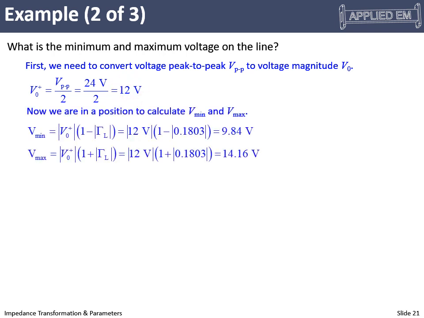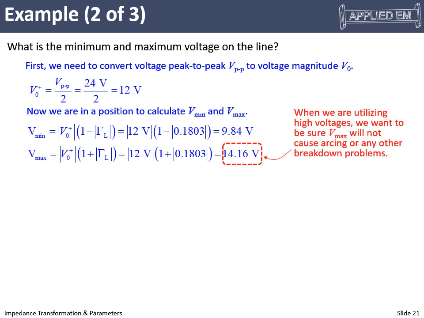Now we can calculate the minimum and maximum voltage that will be on the line in the presence of that standing wave. Here are our equations for doing that, and we throw in our numbers, and we see that the minimum voltage that our line will see is 9.8 volts, and the maximum is 14 volts.